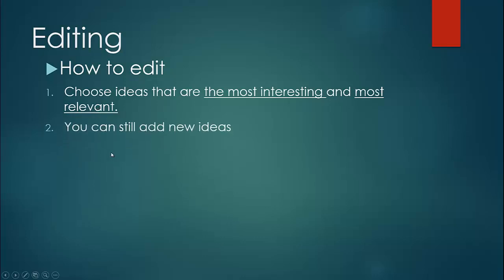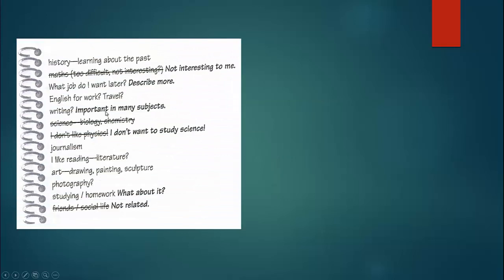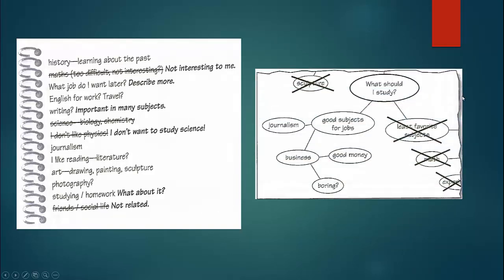You can still add new ideas, maybe in the margin, top or bottom, and you can cross out sentences that are not related or are irrelevant. Look here. In this listing, after editing, we decided to cross out this information or change it. For example, it is not interesting to me. We are going to describe this one, more important in my subjects: science, biology, and chemistry. If we have mapping, we just cross out in a circle those ideas that are not relevant or not interesting. So this is the way that we can edit the ideas.